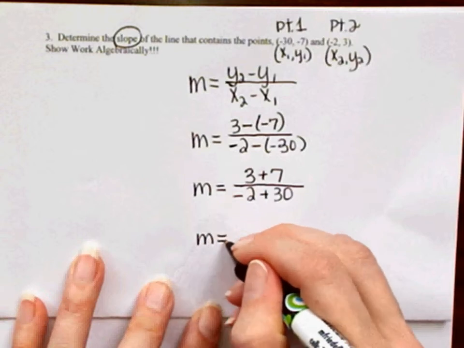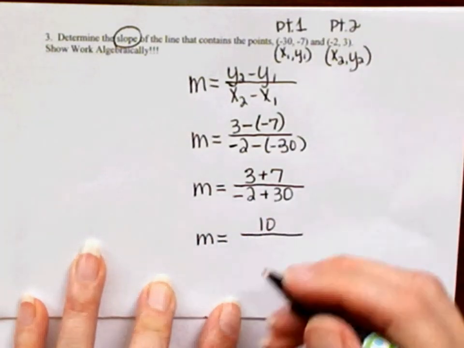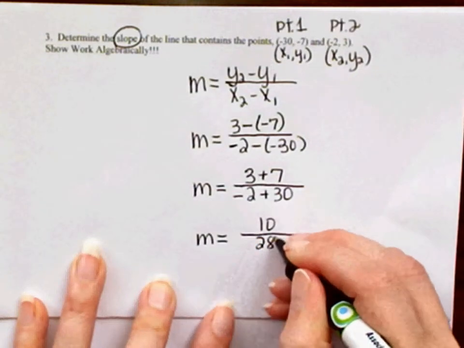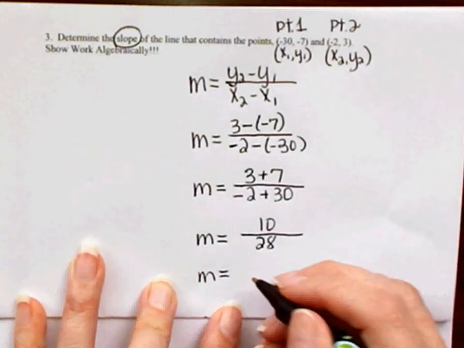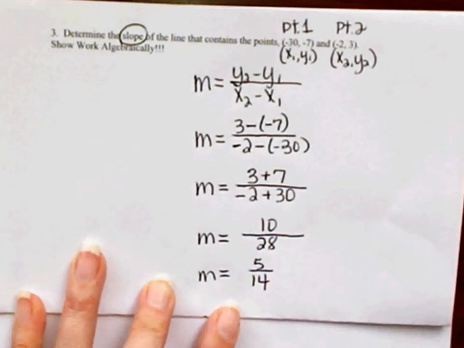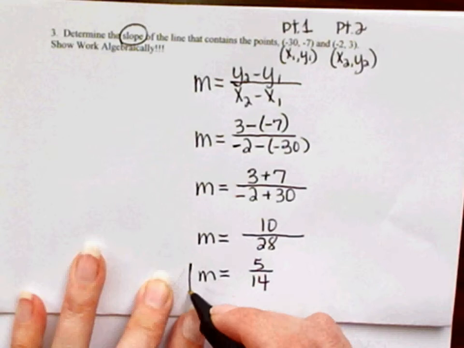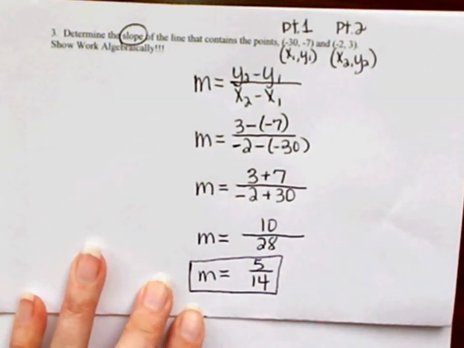Let's keep going. Numerator, that's a positive 10. Denominator, that's a positive 28, but it has to be reduced because they're both divisible by 2, so that's 5 over 14. Just want to make sure that I finish the problem before I box it in. They only asked me to find the slope. So this is the only thing they asked for, so I'm finished with the problem. Find the slope of the line.